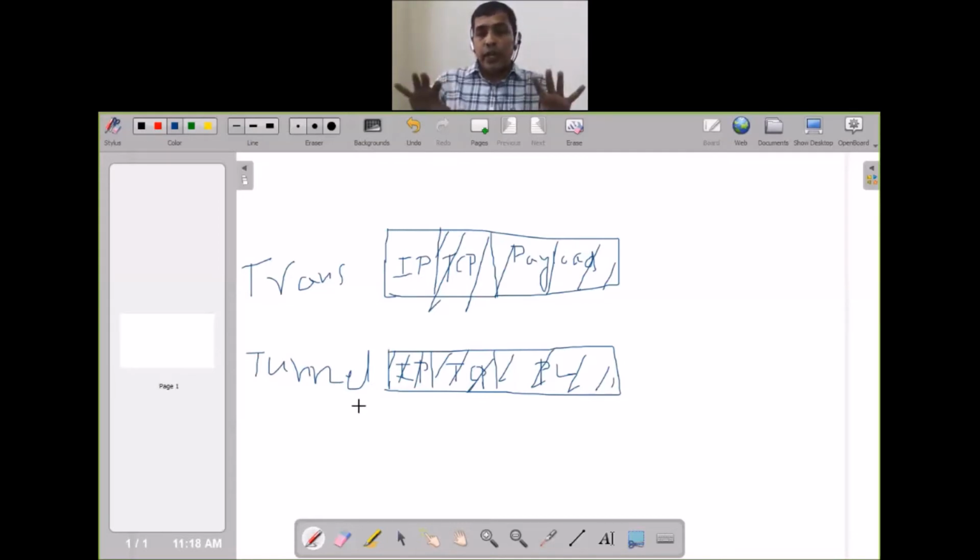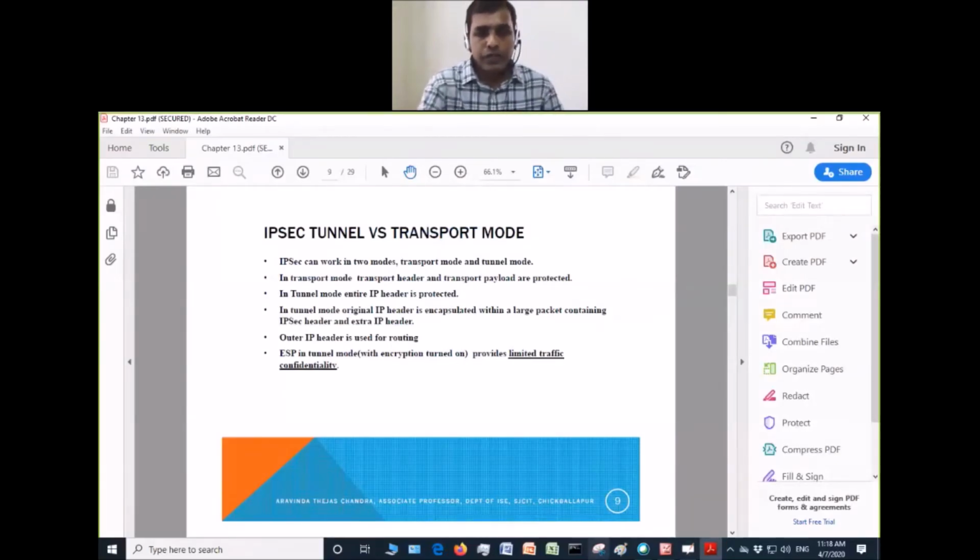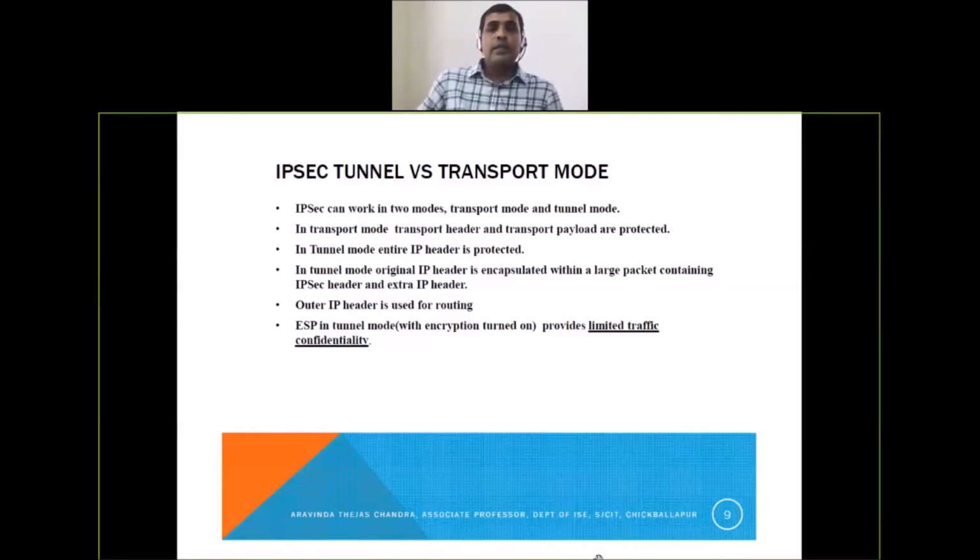In transport mode, security is provided only for the TCP header and the payload, whereas in tunnel mode the entire IP packet is encapsulated, that is, placed within another IP header. So that's why the original IP packet, which consists of the IP header, the TCP header and the payload, is protected. So okay, that is the difference between transport mode and tunnel mode. We will see that in the coming slide.